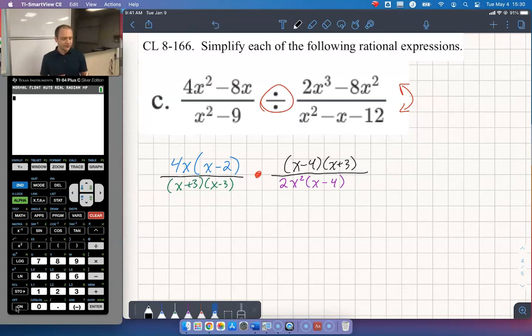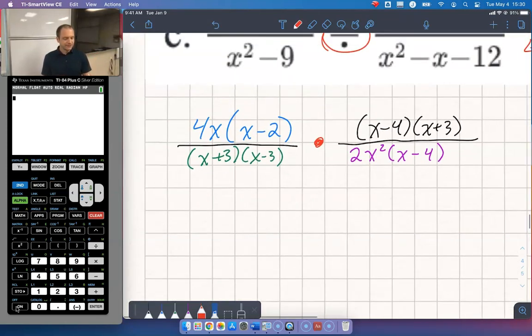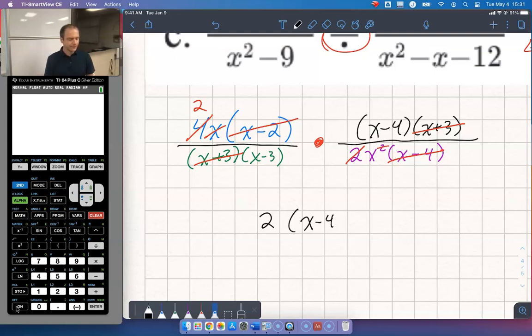So now let's cross out. I have an x plus 3 that can cross out. I have an x minus 4 that can cross out. Really, by the way, I also have a 4 on top and a 2 on bottom. So 4 divided by 2 is really 2. And I have an x on top and an x squared on bottom. So this x will cancel, and I'll just be left with an x on the bottom. So on the top, I have a 2 and an x minus 4. On the bottom, I have an x and an x minus 3.